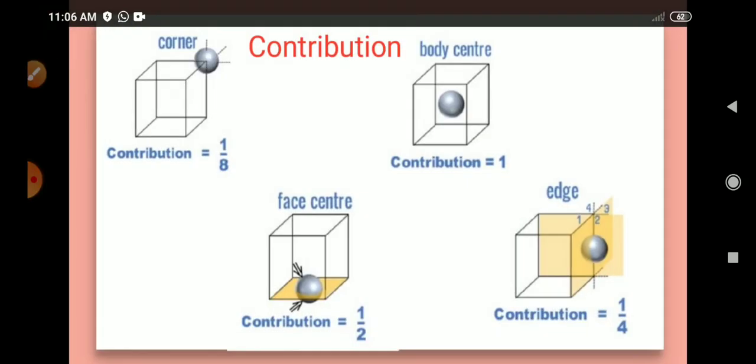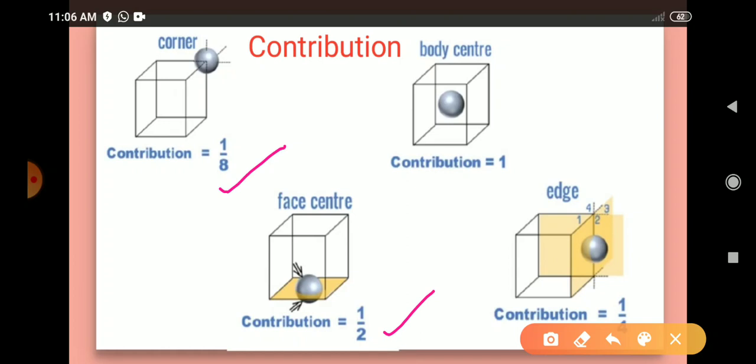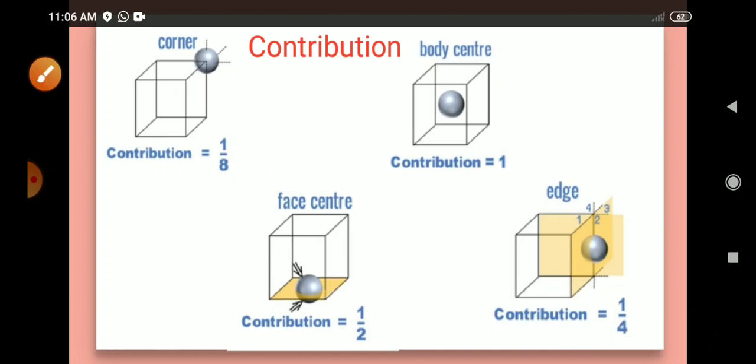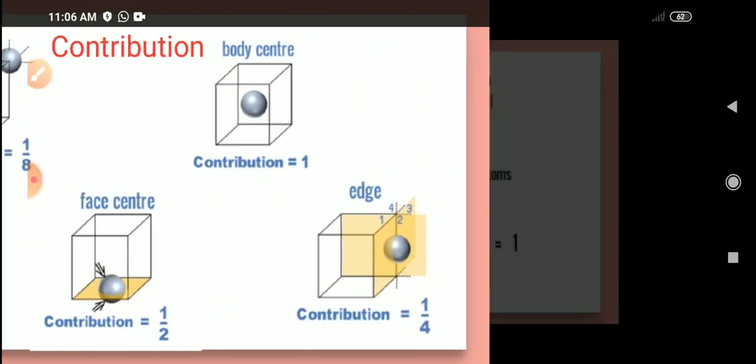So, we can check the contribution. If the particle is present at the corner, then the portion of the atom present in a unit cell is 1/8. If it is present at the face center, its contribution is 1/2, that means half of the portion will be in the unit cell. And if it is at the body center, then the whole particle is present in the cell, therefore its contribution is 1. And if the particle is present at the edges, then its contribution is 1/4. So depending upon these contributions, let us calculate the number of atoms in a unit cell.